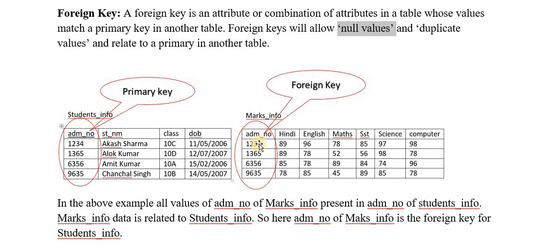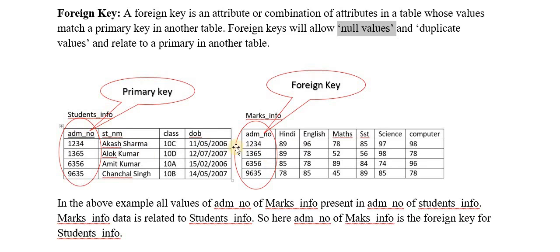For example, here a student has marks 78. If you want to get the information about who has got the mark 78 in mathematics, then you will go to 1 2 3 4. But what is the name of 1 2 3 4? In this table you are not getting the details of 1 2 3 4. So for this you have to go to the student info. So 1 2 3 4 is Akash Sharma.